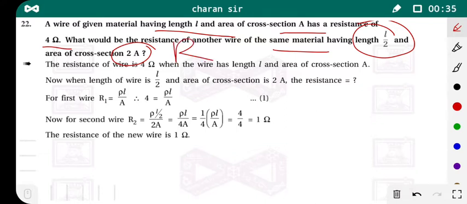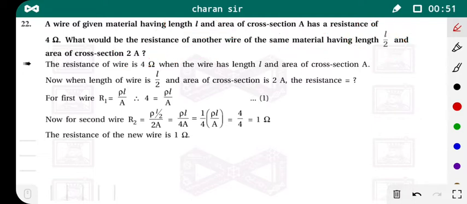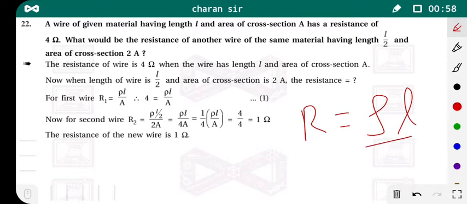So now we calculate the resistance of the second wire, which is made up of the same material as the first one, but now the length is half and the cross section area is double. So now we start our example. We know the relation between resistance, resistivity, length and cross section area.